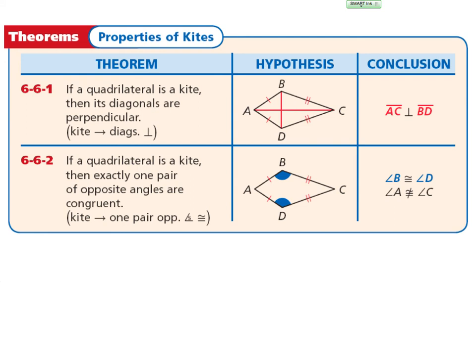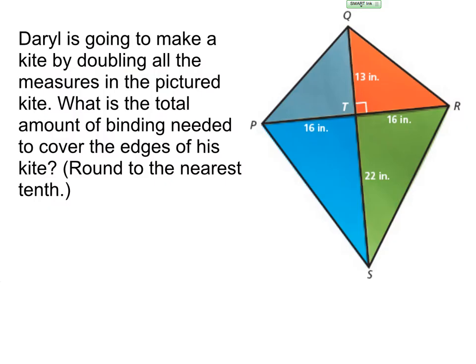Examples related to kites. Anyone still need the screen? Okay, Daryl's going to make an actual kite by doubling all the measures in the pictured kite. What's the total amount of binding needed to cover the edges of this kite? He's going to make it twice as big. How much binding does he need to go around here? So it's a story problem. What am I really asking you to find? Perimeter. Yeah, the side lengths and add them all up.